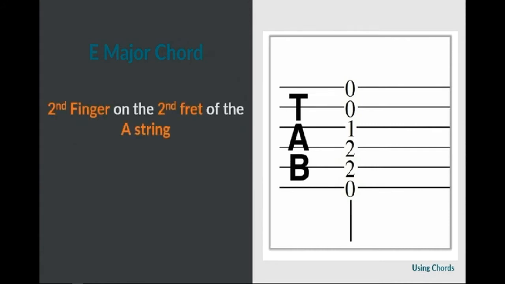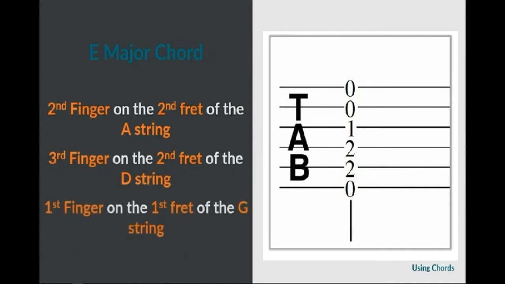Alright, for the E major chord, we have the second finger on the second fret of the A string, very similar to the minor chord. The third finger is on the second fret of the D string, but we have another finger that we must press. It's the first finger that will be pressing the first fret of the G string.